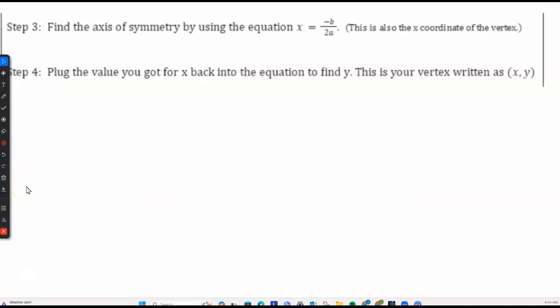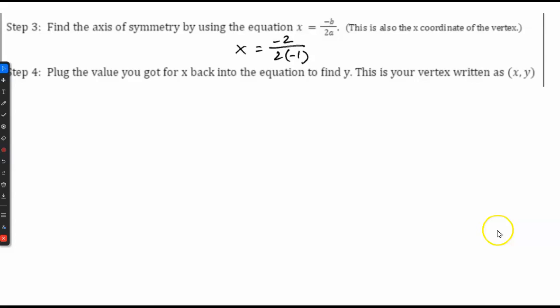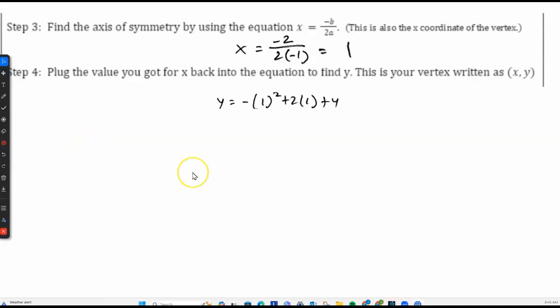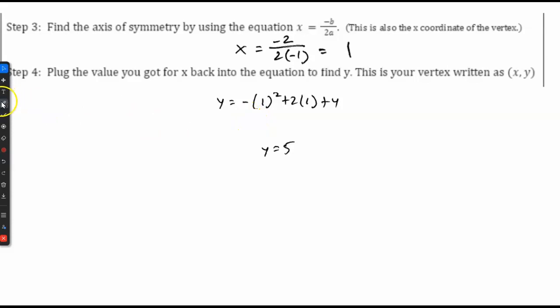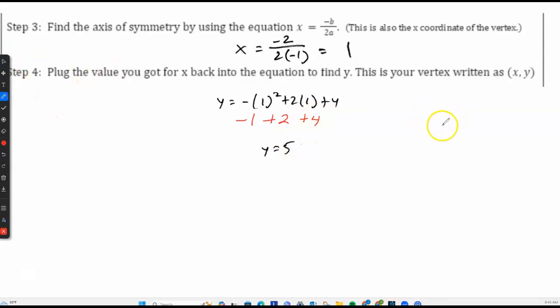Find the axis of symmetry by using x equals negative b over 2a, same as we did last time. In this case, we get negative 2 over 2 times negative 1, which makes negative 2 over negative 2, which makes 1. All right, so we put 1 into the equation. 1 squared is 1, 2 times 1 is 2. If we solve this, we have negative 1 plus 2 plus 4, which equals 5. So now we have our vertex. Our vertex is going to be 1, 5.